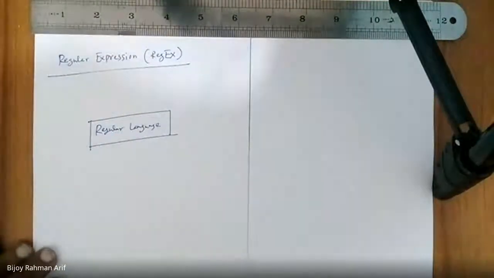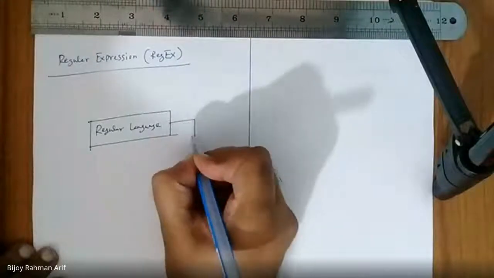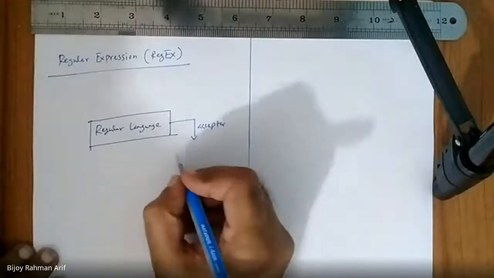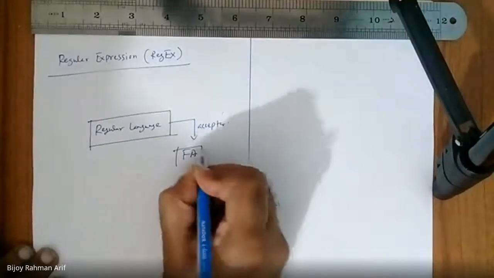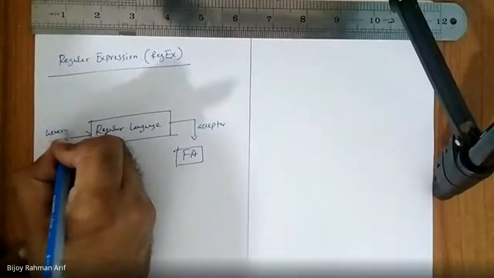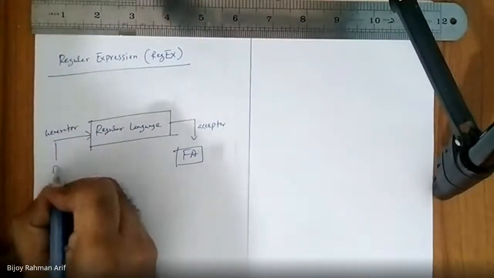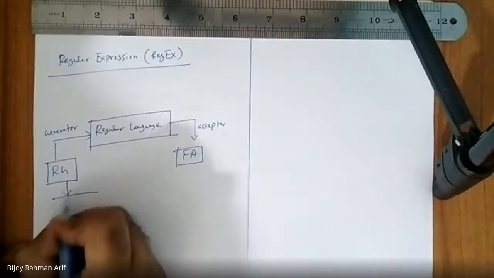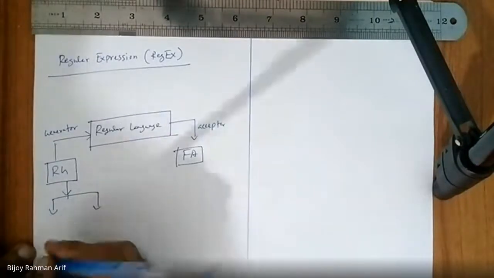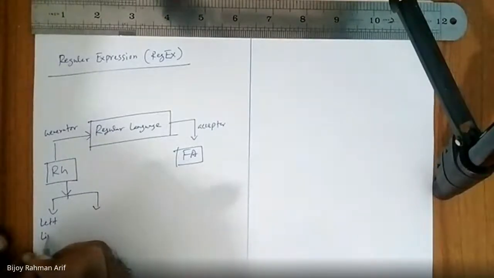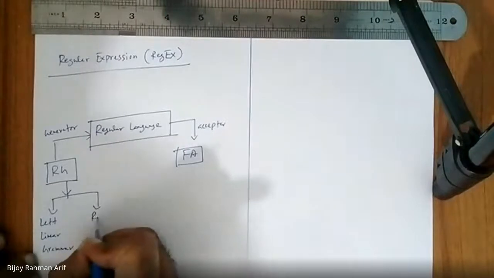Regular language has an acceptor, which is called finite automata. And we know that it has another thing called a generator, which is nothing but regular grammar. Regular grammar is of two types. One is called left linear grammar, and another one is called right linear.